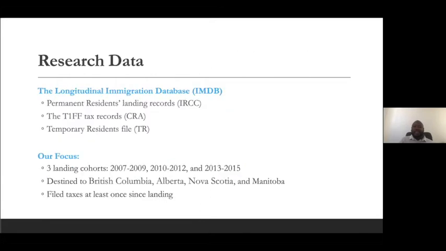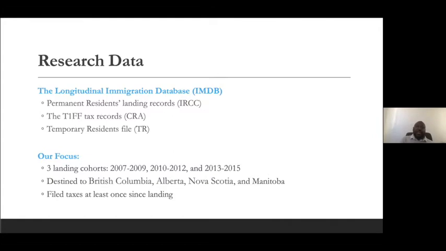Just a brief note about this database. It's a very rich and powerful data source. The IMDB has relevant information on immigrants' settlement that you can use to measure their settlement outcomes and their economic integration as well. So there are actually 3 components of this data set. We have the landing records that has information on immigrants' landing characteristics. So information about the admission category, their intended destination at arrival, their language proficiency at arrival. So there's a wealth of information about immigrants at the time of landing.